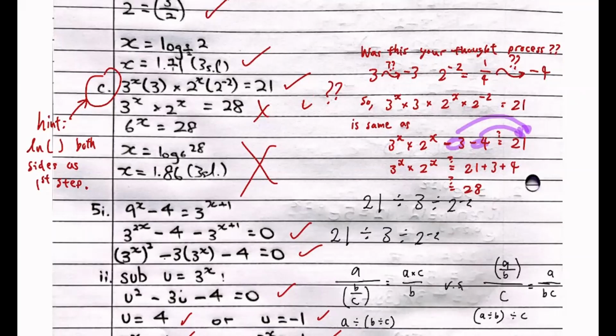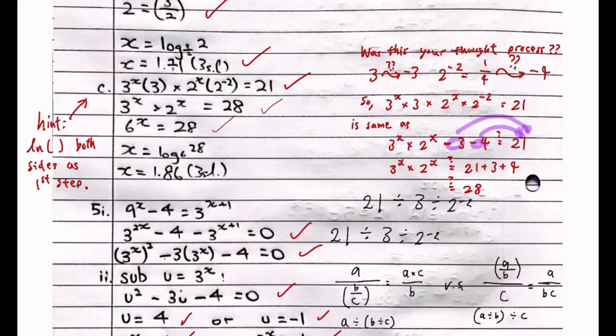Sorry, I finally understand what you're doing. Yes, this is all multiplication, right? 3 power x times 3 times 2 power x times 2 power negative 2. So you just multiply these two together, then you divide over. 21 over 3 times 2 power negative 2. It's still 28. Okay, I'm so sorry. I marked wrongly. This is correct.